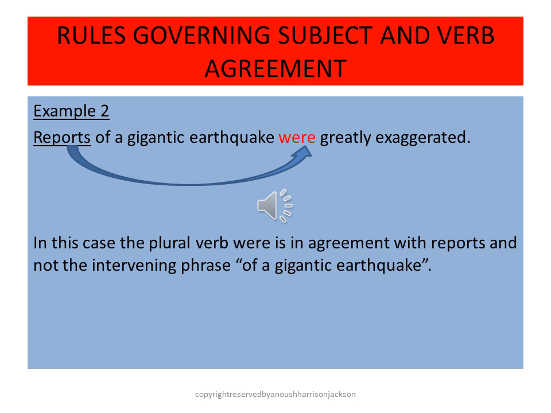Example number 2. Reports of a gigantic earthquake were greatly exaggerated. In this case, the plural verb were is in agreement with reports and not the intervening phrase of a gigantic earthquake. Reports were.